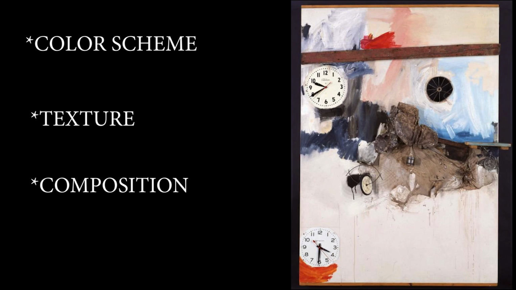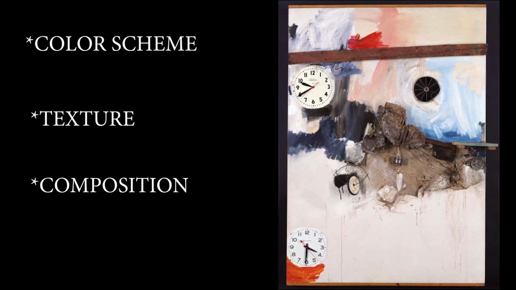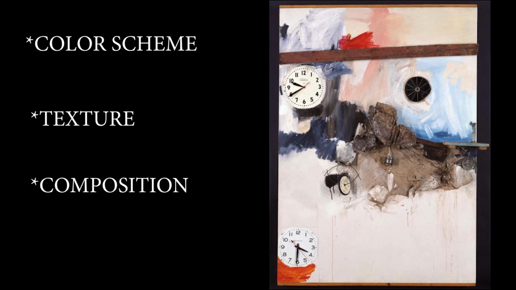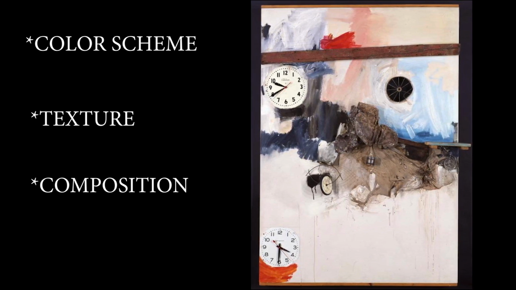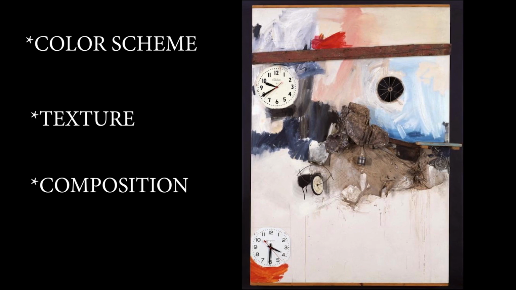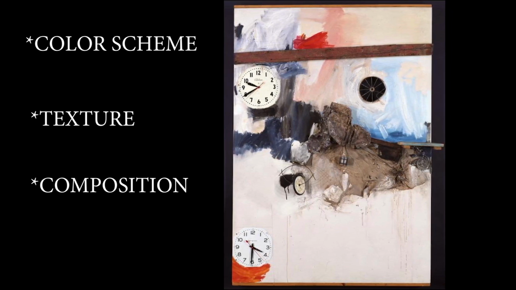So we've covered denotative, right? We've basically described this piece to someone who might not be seeing it. Now we're going to move on to connotative. So what does this piece make you feel? And through those lenses of composition, texture, and color, how does this piece communicate? How does it make you feel? What does it make you think of?